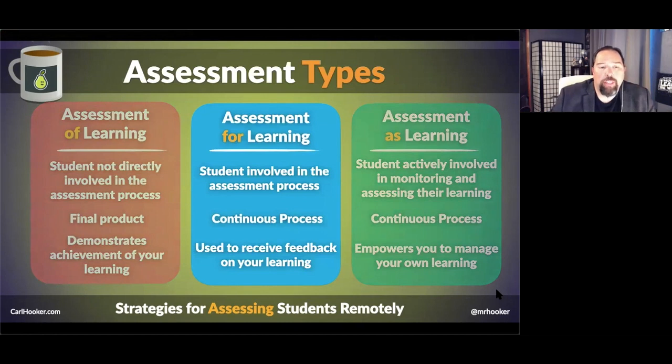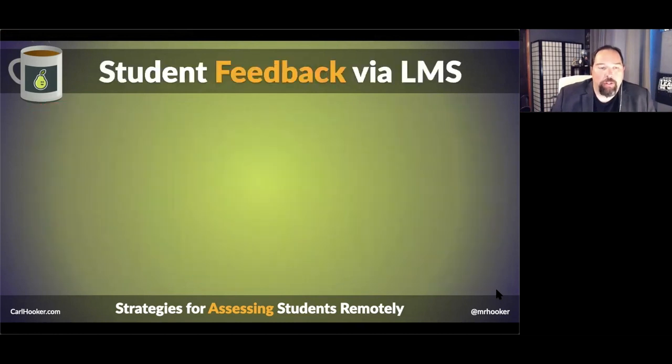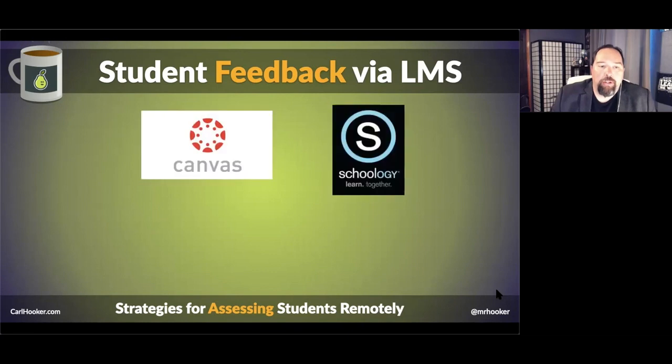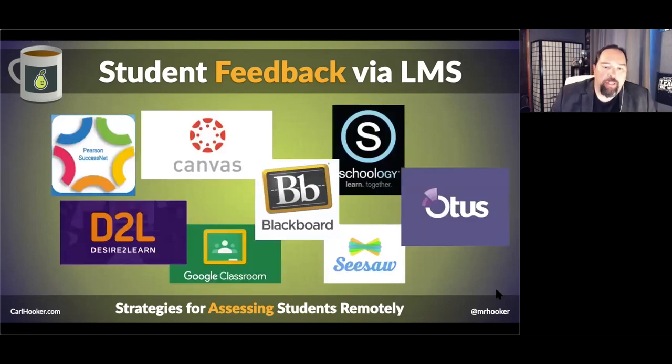So as we mentioned in the last category, we talked a little bit about assessment of and for. We're going to go back into assessment for learning when it comes to asynchronous now. And this is part of that student feedback loop. This can be done via LMS. A lot of you maybe have one of these LMSs, a Google Classroom or Canvas or Seesaw out there, as a way to give that student feedback.